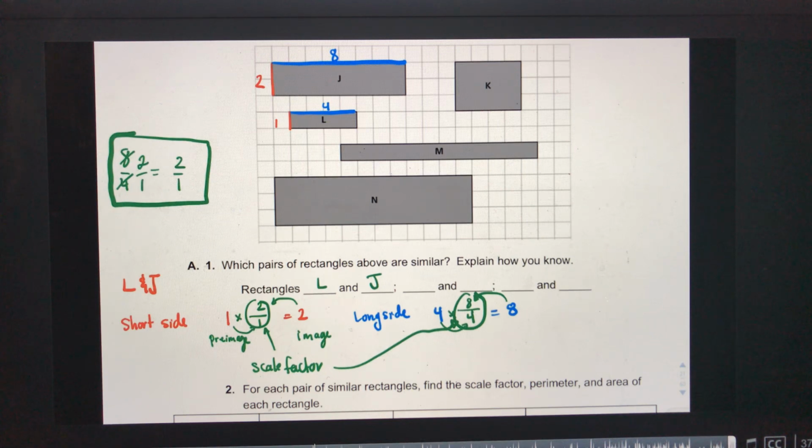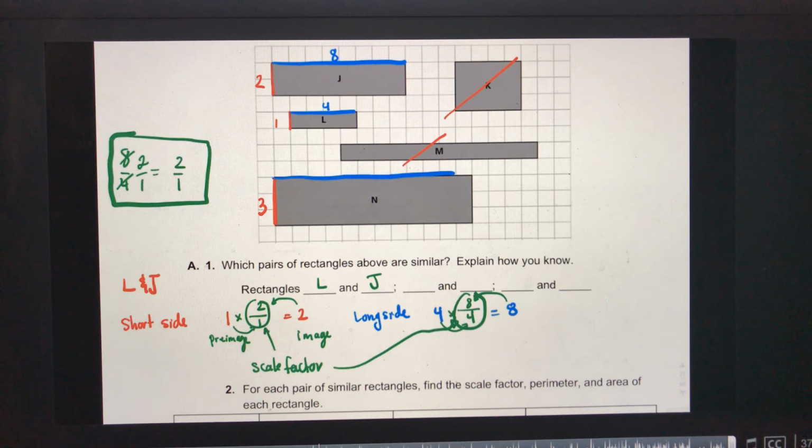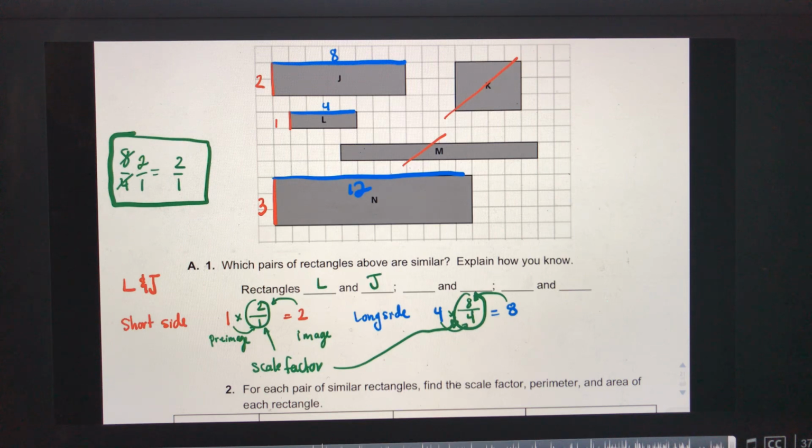All right, so after practicing, you should know that these two didn't work. This one did. That had a side length of 3, and this had a side length of 12. So we can check our scale factor for each one of these. From L to N, this one is times 3, and from 4 to 12, that's times 3. So now I know that L and N are similar.